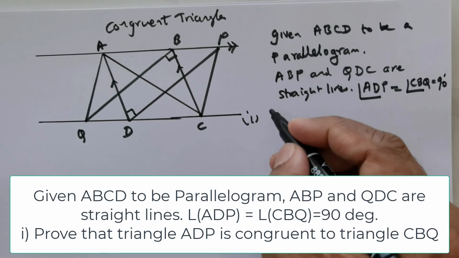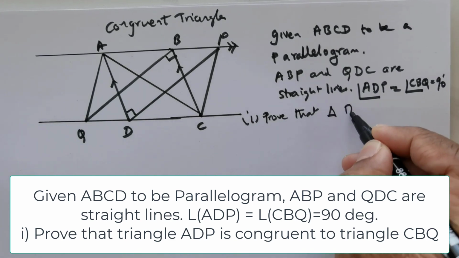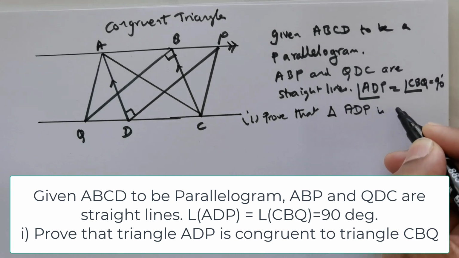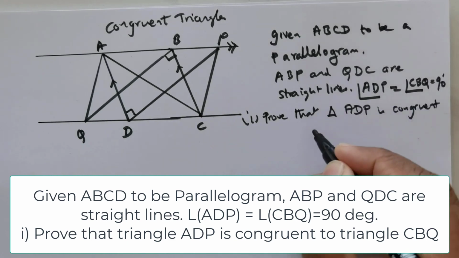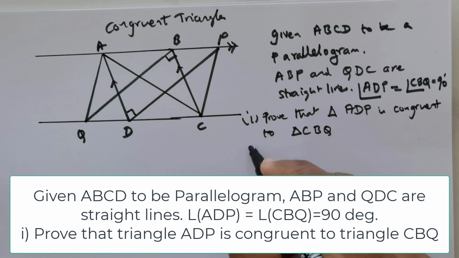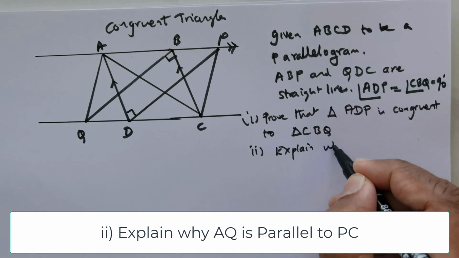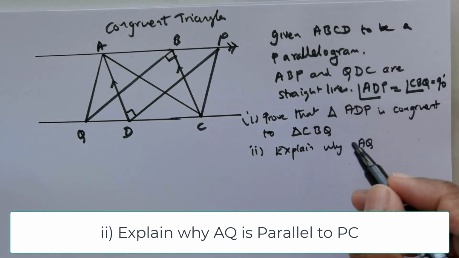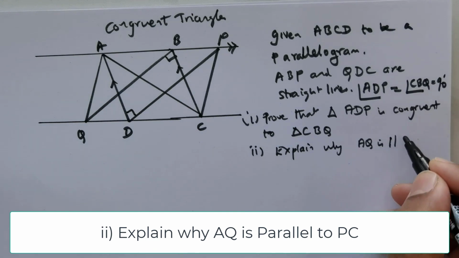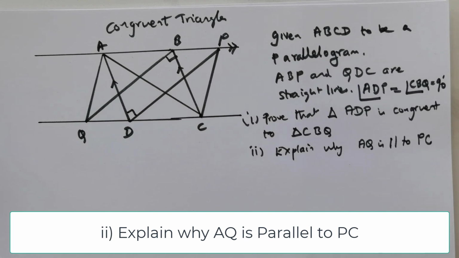The first part is prove that triangle ADP is congruent to triangle CBQ. Part 2, explain why AQ is parallel to PC, right? So this is a beautiful question because it has got multiple layers that we need to solve.